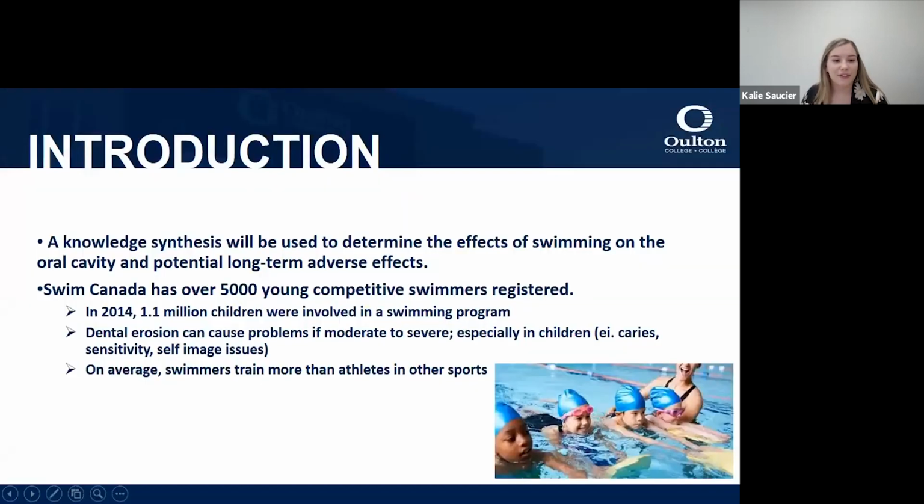So for our introduction, a knowledge synthesis will be used to determine the effects of swimming on the oral cavity and potential long-term adverse effects. Swim Canada has over 5,000 young competitive swimmers registered, and in 2014, 1.1 million children were involved in a swimming program. So we know that this affects a large portion of the population, especially the younger population. Dental erosion can cause problems if moderate to severe, especially in children, again, because that's going to be a progression, especially at an early age. So for example, caries, sensitivity, and self-image issues. And on average, swimmers train more than athletes in any other sports.